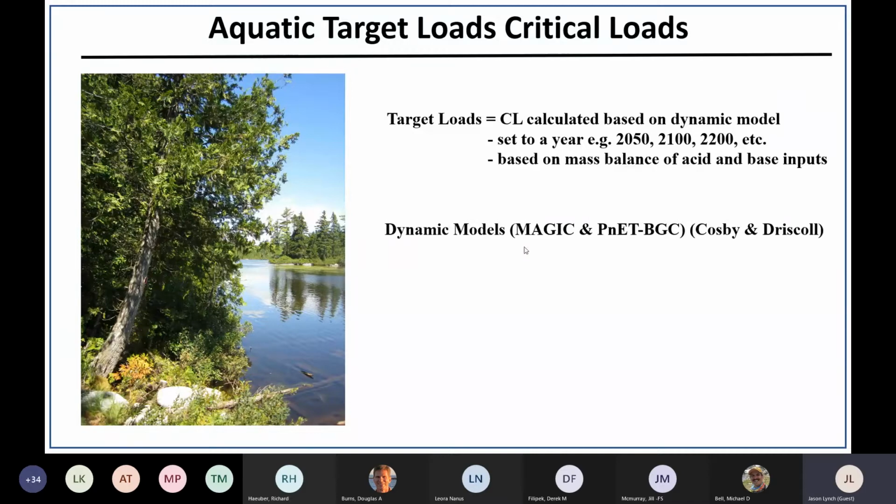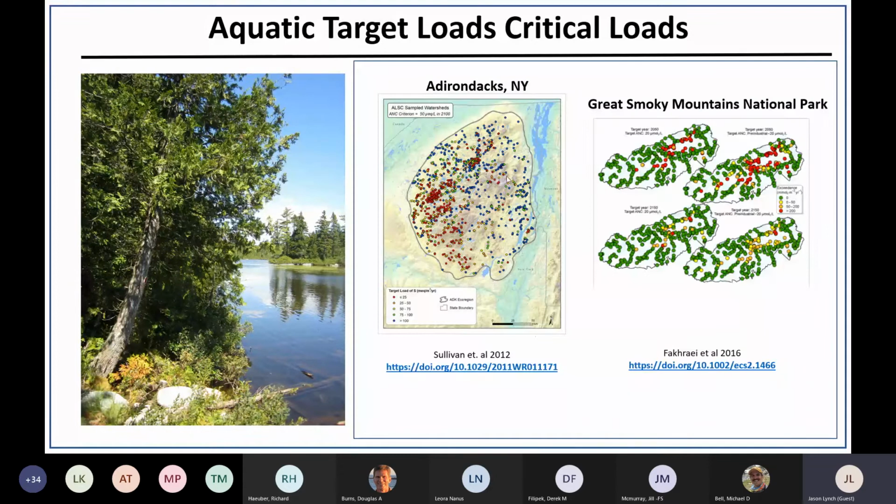Typically dynamic models are used to do these. Here are two examples. Here's an example by Sullivan et al. that determined critical loads using a combination of MAGIC and regional regressions to develop target loads to meet an ANC of 50 for 2100. Another example is in the Great Smoky Mountains National Park, where Charlie Driscoll used the PnET-BGC model at select sites and extrapolated it to the various streams within the park as well. And they had different goals of 2050, 2100, etc.